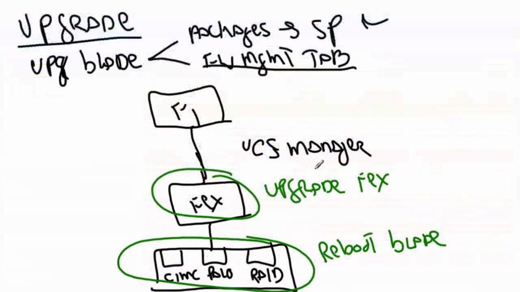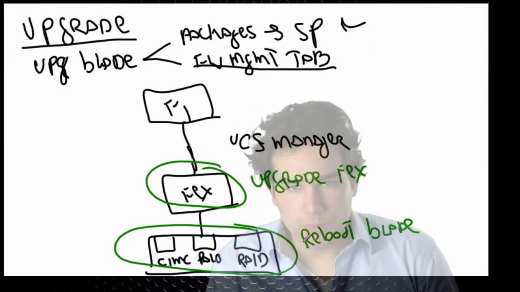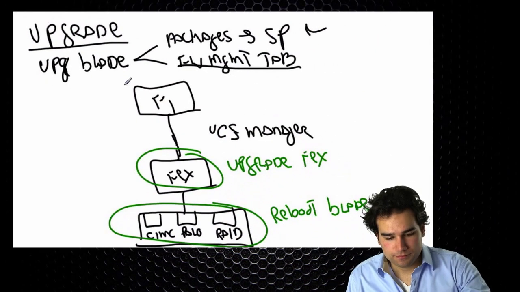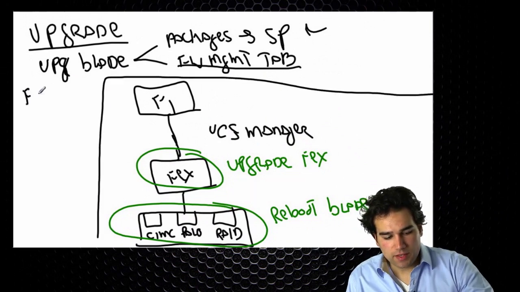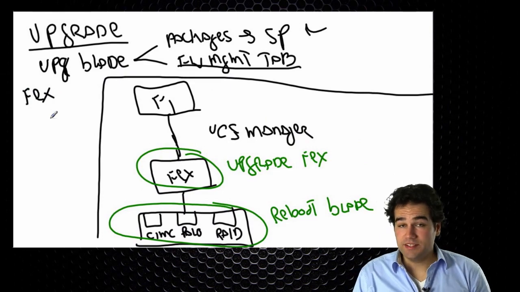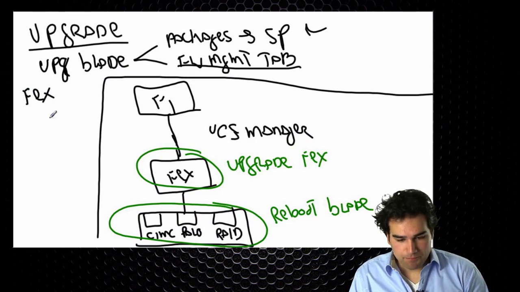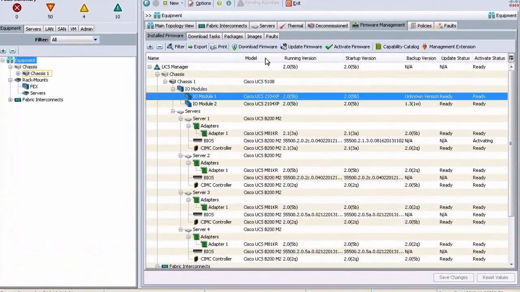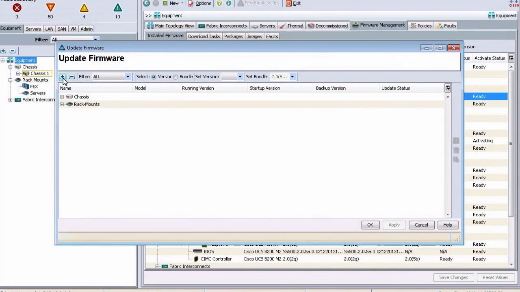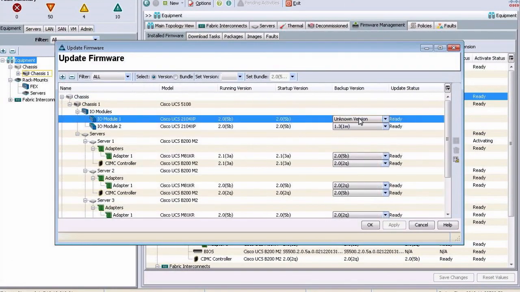As I said, what's my order of operation? We first do the blades, and then second, we will start doing the fabric extenders. So first the blades and then my fabric extenders. My fabric extenders are easy. Why are they easy? Because they are automatically going to be rebooted. I will upgrade only one side for now. So I will say, all right, upgrade the firmware of IO module 1.